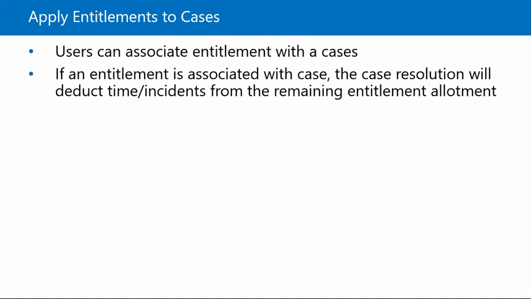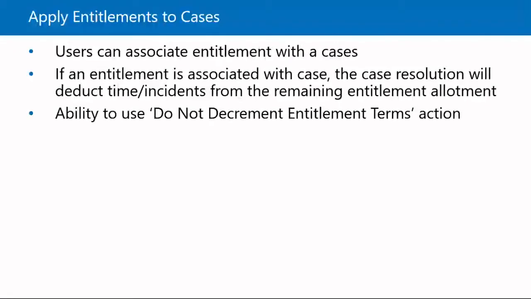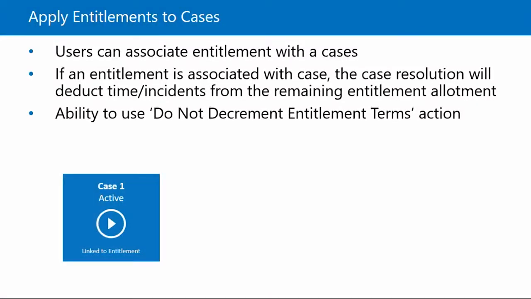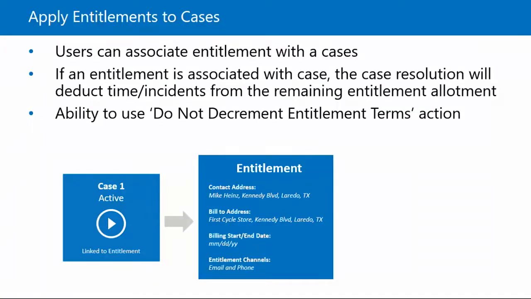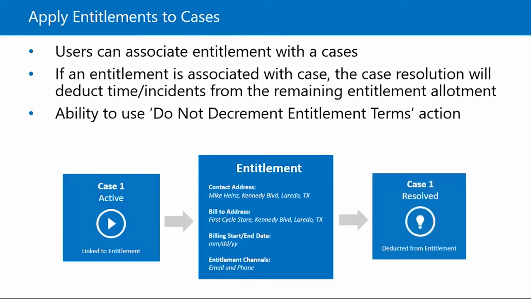Again, for example, let's say that we have a customer that has an entitlement attached to their record. As soon as they enter a new support case, case 1, and activate it, it's possible to open the case record and see that an entitlement is attached to that customer. Also, directly from that case, we already know who the contact is, where to bill the support hours to, the start and end dates of the entitlement, and what channels are associated with this. Now, once the case is resolved, it will automatically be deducted from that entitlement. So let's go into the system and see how this process actually works.